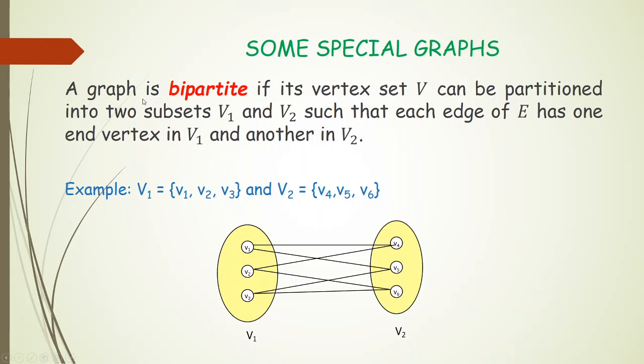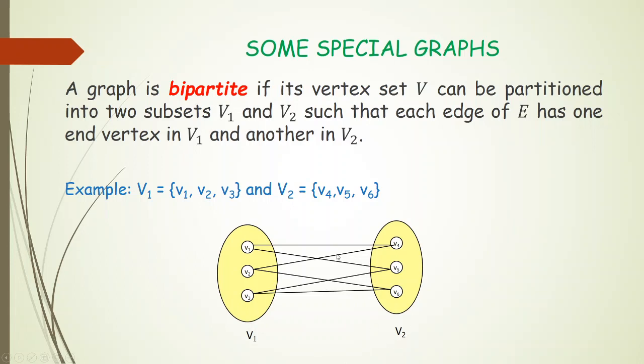Now we define what a bipartite graph is. We say that a graph is bipartite if its vertex set V can be partitioned into two subsets, such that each edge of E has one end vertex in one of the subsets and another in the other. For example, this figure is actually an example of a bipartite graph. As you can see, the vertex set was partitioned into two partite sets, into two subsets. So you have V sub 1 here and V sub 2.